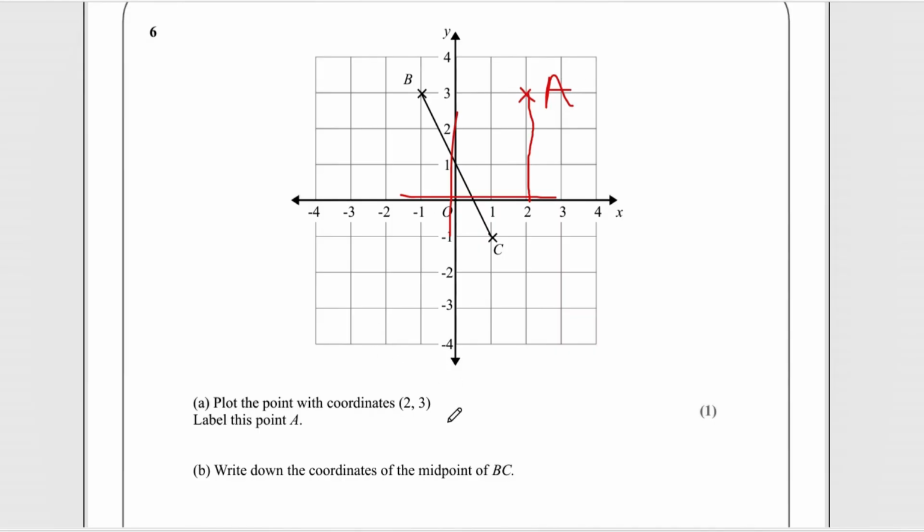Then write the coordinates of the midpoint of BC. So two ways, you can either look at it and see where the midpoint is. Midpoint is halfway. So like this, you can just say halfway, and that will give you 0, 1. So the midpoint is x is 0 and y is 1. You can put that in the bracket. Midpoint is simply halfway through.